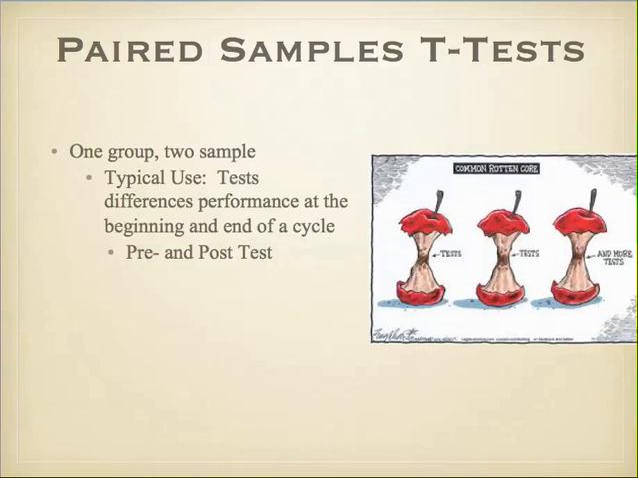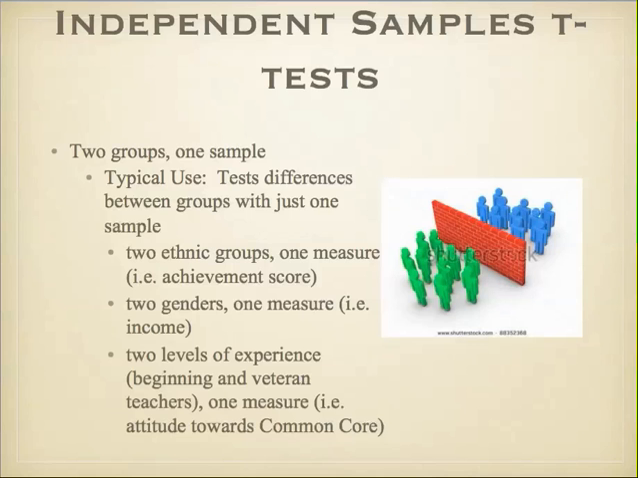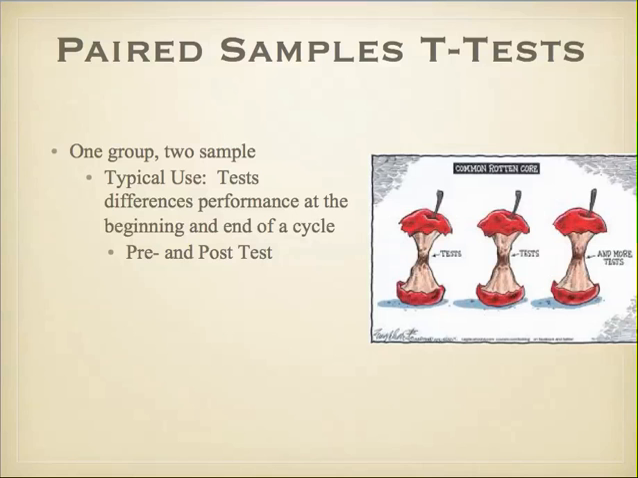The paired samples t-test is to see if there's any difference between a group at one point and the same group at another. Oftentimes we call that a pre and post test. So a paired samples t-test is the difference between what a group was like before instruction or before some kind of intervention and what they were like afterwards. So again, these are the two types of t-tests, independent samples and paired samples. So that's the basics of it.